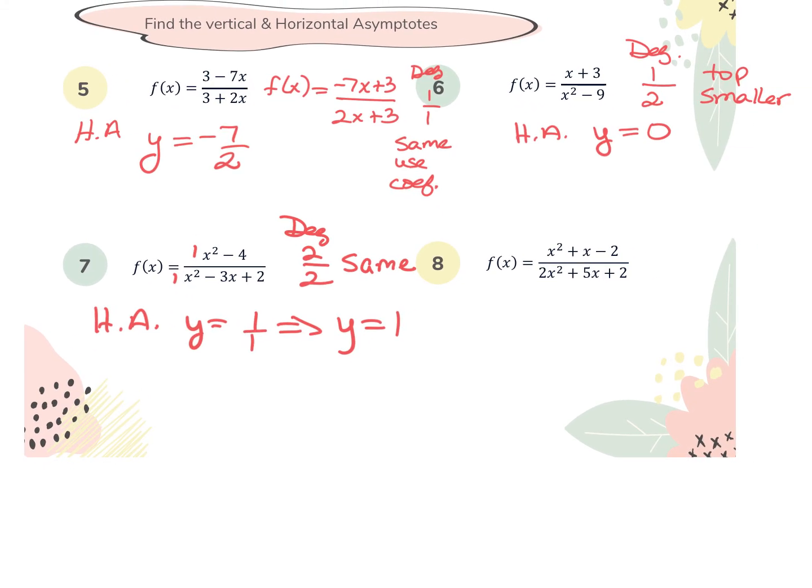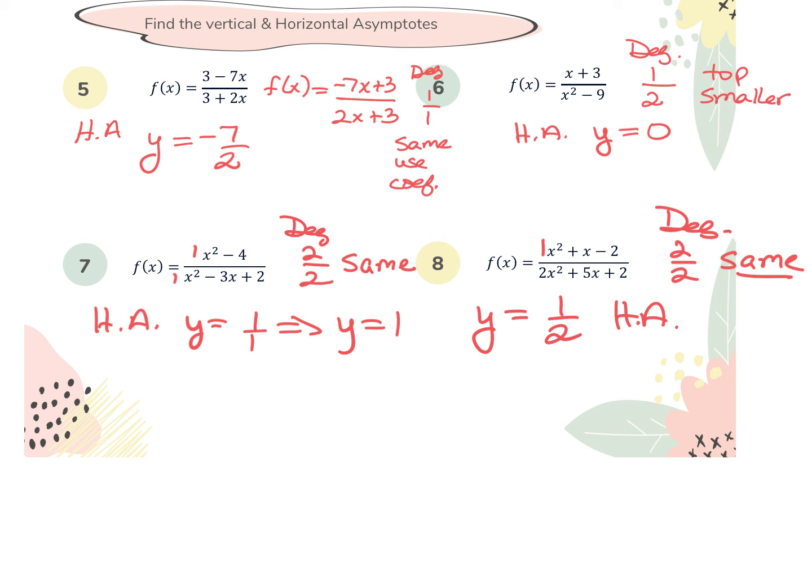Same thing on the next one. Degrees are the same, 2 over 2. So when they're the same, I'm going to use the coefficients. So y equals 1 over 2, and that is my horizontal asymptote.